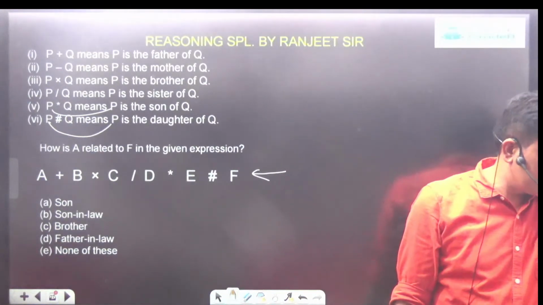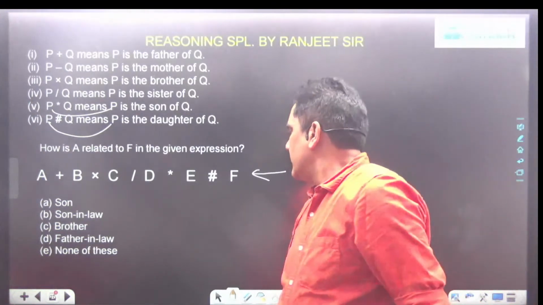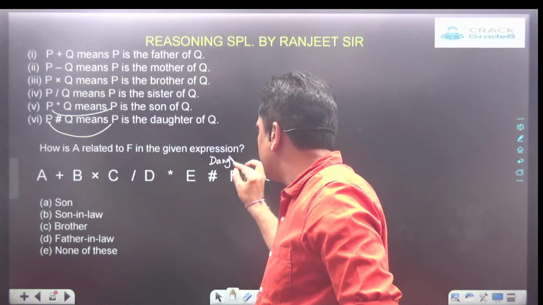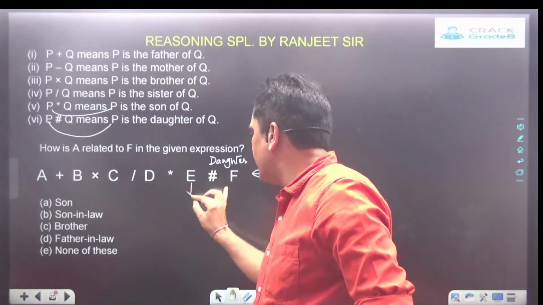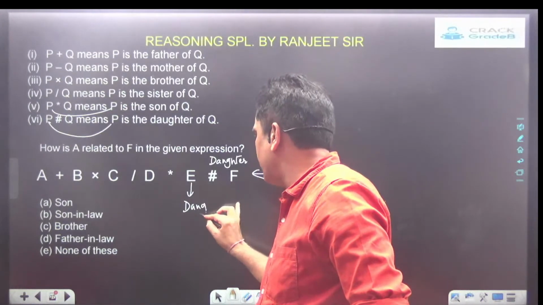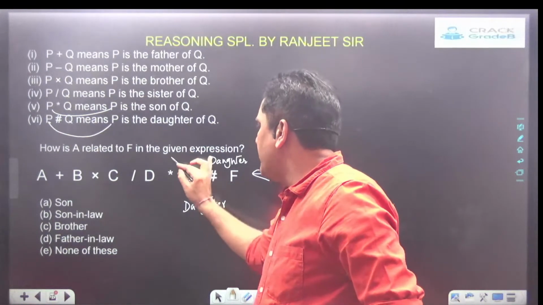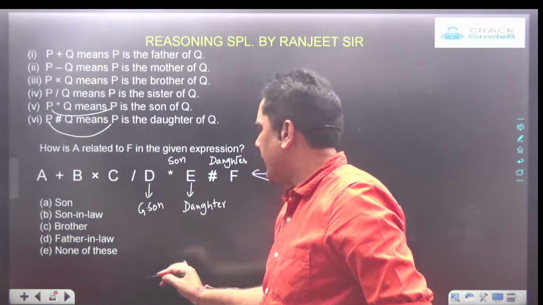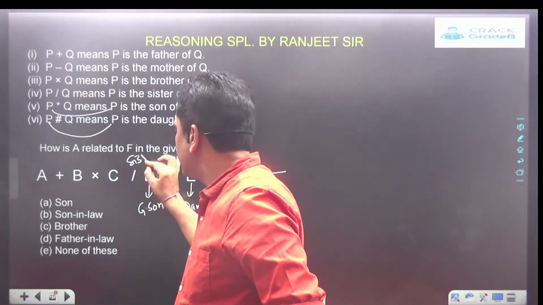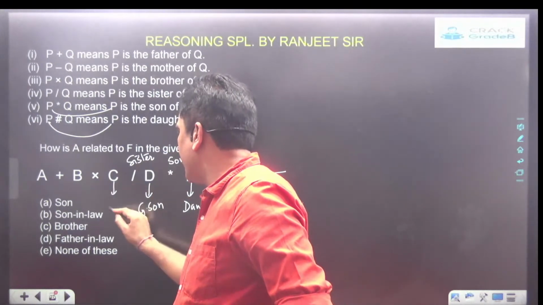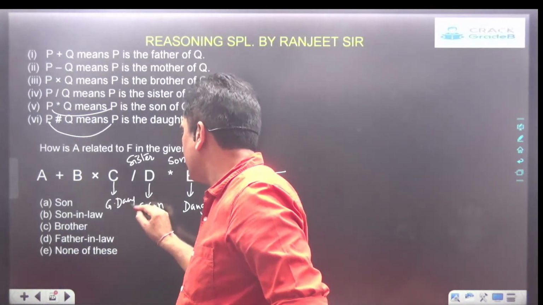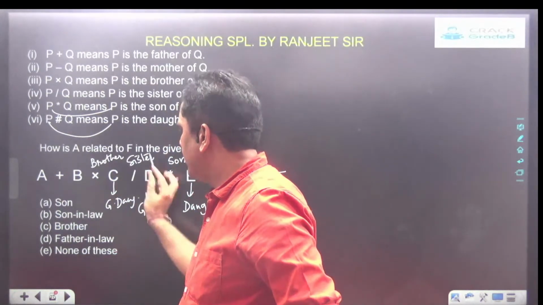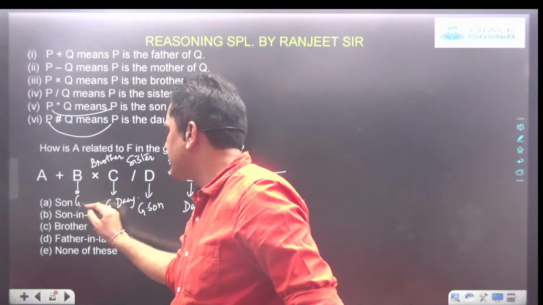Okay, let's start. I will say my daughter. So my daughter will be E. Next one, my daughter's son. My daughter's son will be my grandson. Next one, my grandson's sister. My grandson's sister will be my granddaughter. Next one, my granddaughter's brother. My granddaughter's brother will be my grandson.